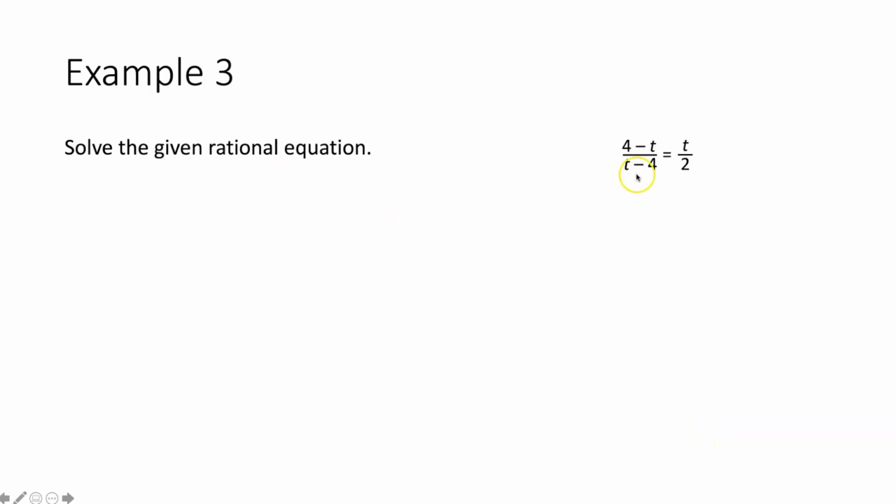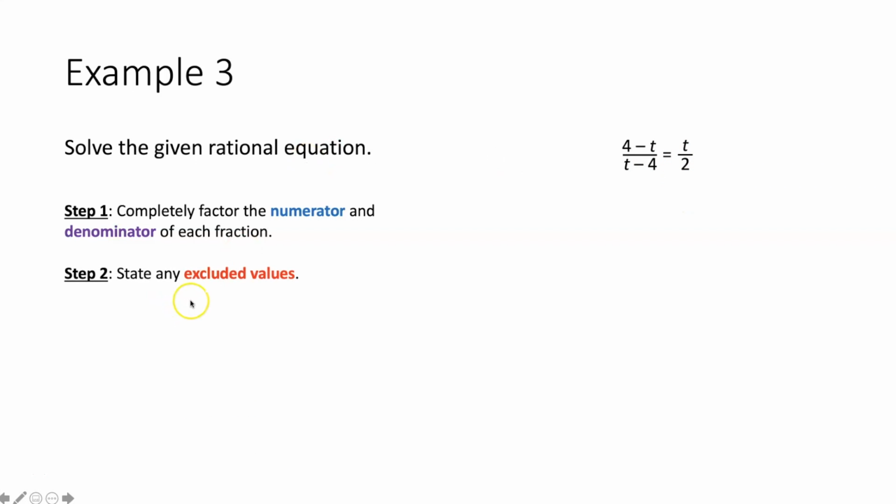Okay, example 3, doing the same thing. We're solving this rational equation. The first step is to completely factor the numerator and denominator of each fraction. So we look over here, and it looks like the numerator and denominator of each fraction is completely factored. There's nothing we can take out of each of these terms or these terms, and these are just monomials. So we move on to the next step, where we state any excluded values.